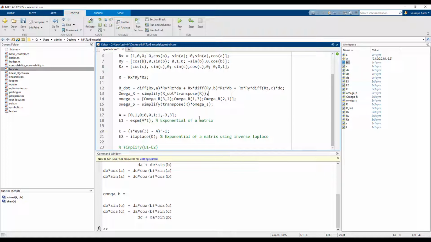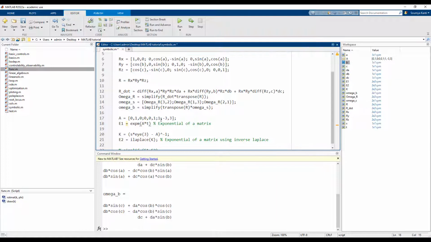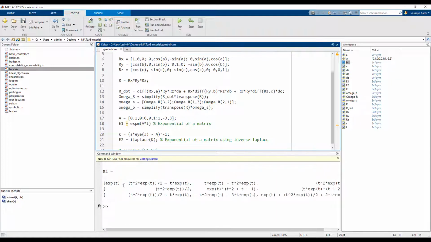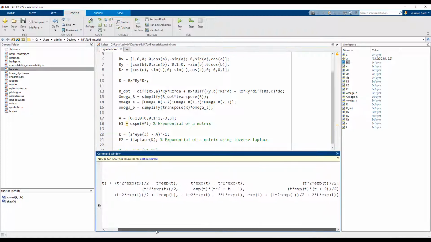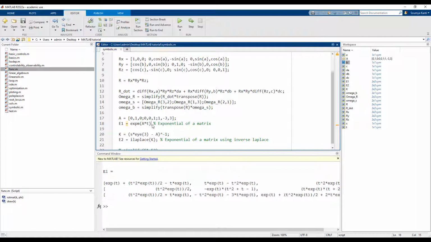Another one is, suppose in controls you want to find out the exponential of a matrix. So suppose I am given this matrix as A and I want to find the exponential of At, e to the power At. So this is how you specify it, expm and then A times t, and t is declared here as a symbolic variable, and you can see that it will give out the value of e to the power At. So this will actually be useful when you are doing controls.